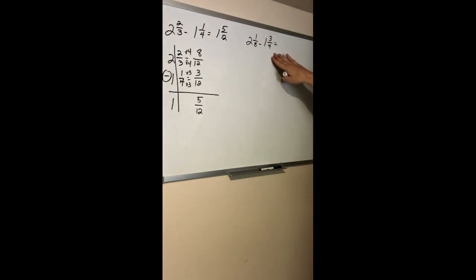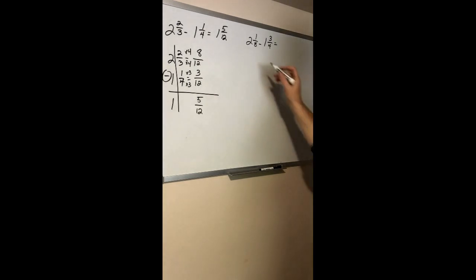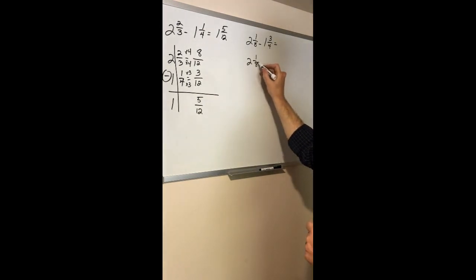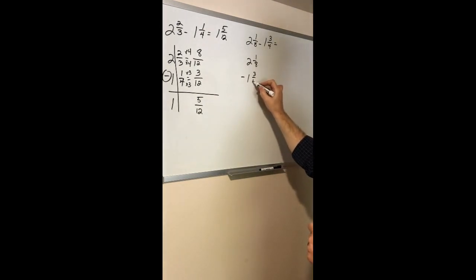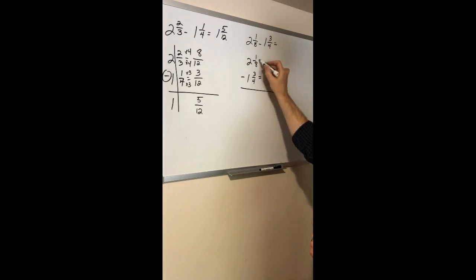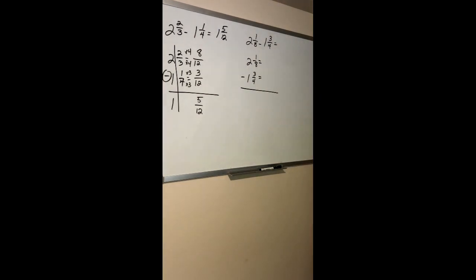Let's try problem number 2. It's a little trickier. Let's write 2 1/8 minus 1 3/4. Again, on your paper, if you like to separate the wholes from the fractions, go ahead and do that. Remember, I can multiply 4 times 8 to get 32 and set equivalent fractions equal to 32, but I know the least common multiple is 8, so that's the one I want to use.